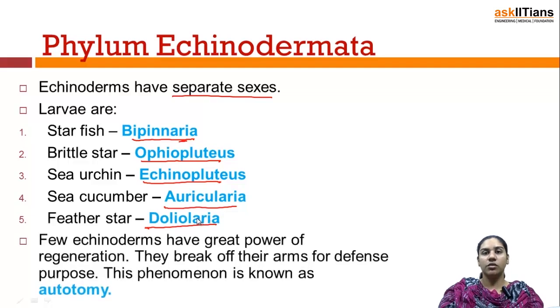Few echinoderms also have great power of regeneration. So if an echinoderm is divided into two parts, each part will develop into a new individual. They also break their arms for defense purposes, and this breaking of the arm for defense is known as autotomy.